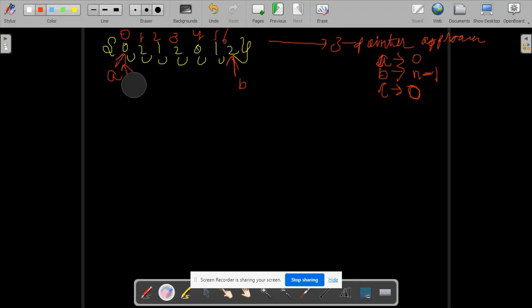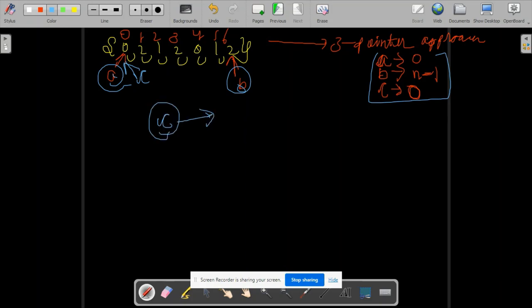Earlier you did this question with the two pointer approach, where you used just two variables, A and B. But now a new variable also comes into the picture, the C variable. So this is the initial setup. Now the main logic is of this C. You have to see what value C is storing.